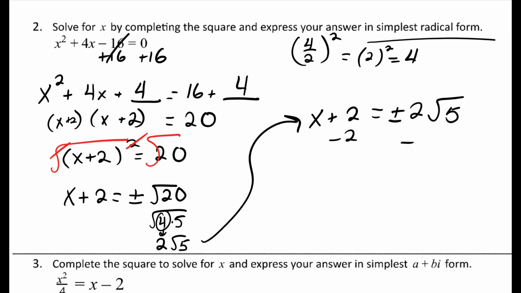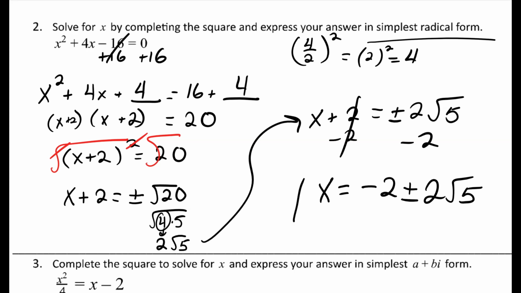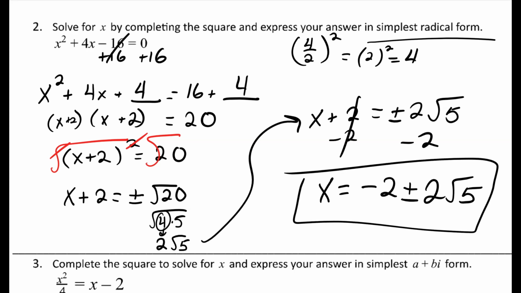And I'm just going to subtract that 2 on both sides here to get x equals negative 2 plus or minus 2 radical 5. And again, these aren't like terms because one of my terms has that radical 5 there. Remember, to combine radical terms, they both need to have the same radical. So this is as far as I can simplify my answer here.